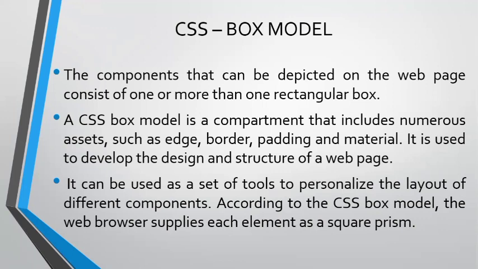The CSS box model has a few attributes: margin, border, padding, and the content. These are the things we use to structure the web page, so we can set personalized layouts for different components. According to the CSS box model, the web browser treats each element as a square prism. Each element means each tag available in HTML, which can be represented in the form of a box.